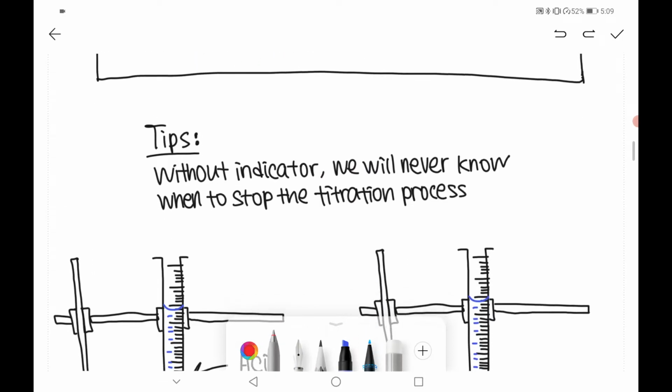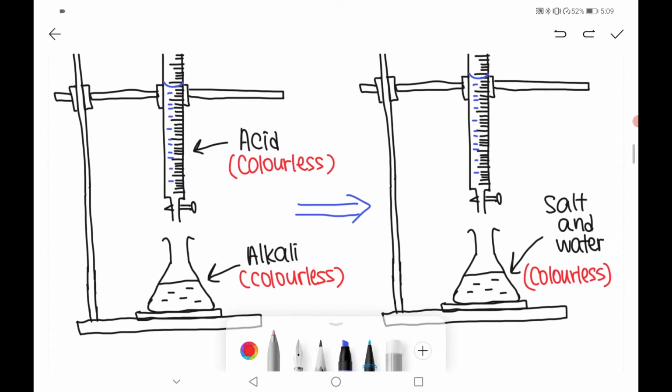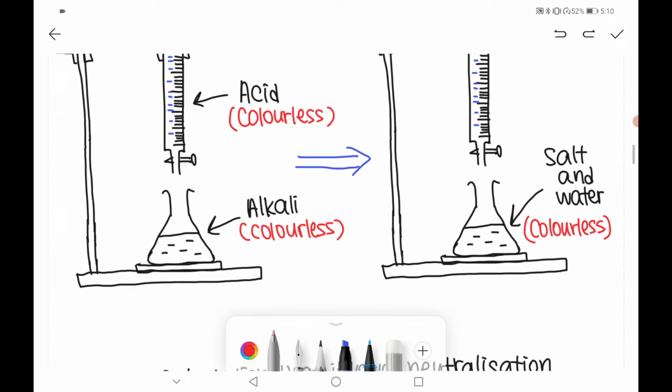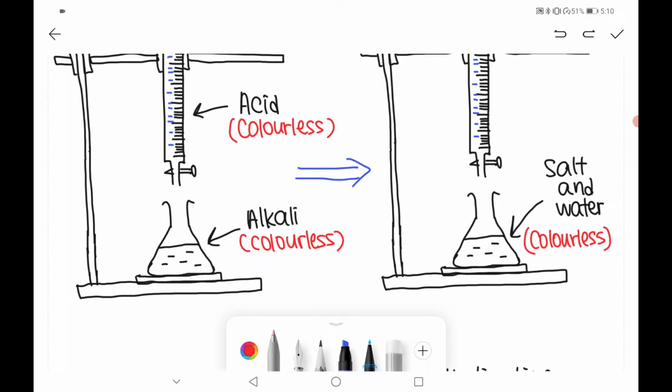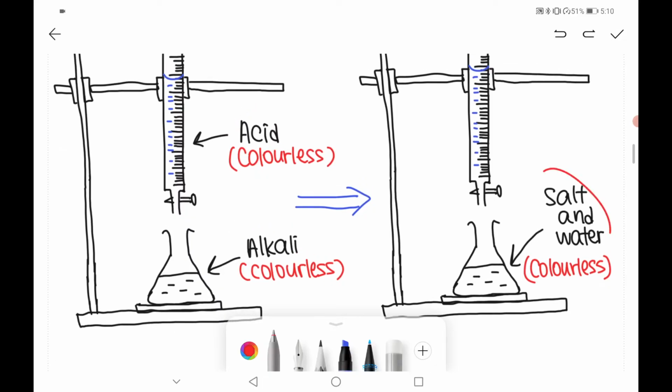Without indicator, we will never know when to stop the titration, when the titration process has already completed. You see, this is the burette. In the burette, you have acid. Again, remember what is the color of acid? Acid is colorless. This is your conical flask. In the conical flask, we have alkali. Again, what is the color for alkali? Colorless.